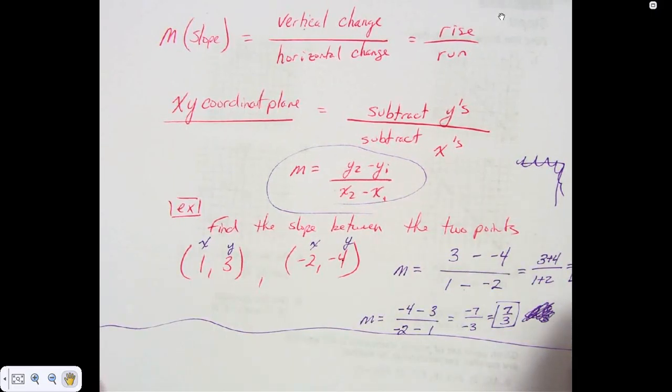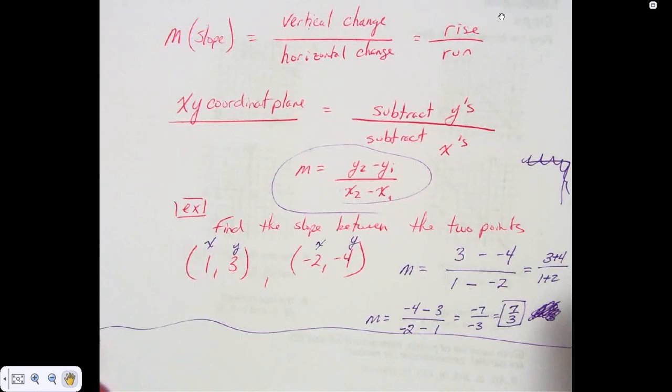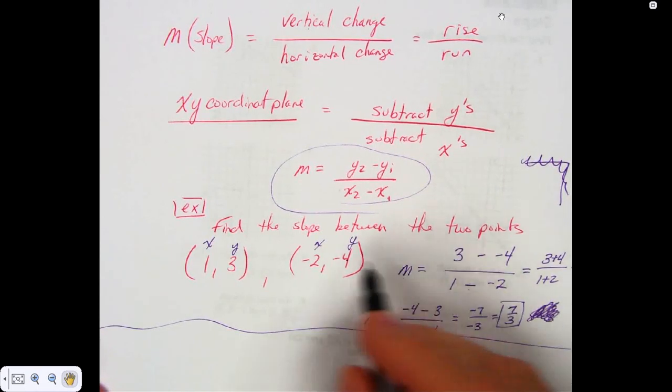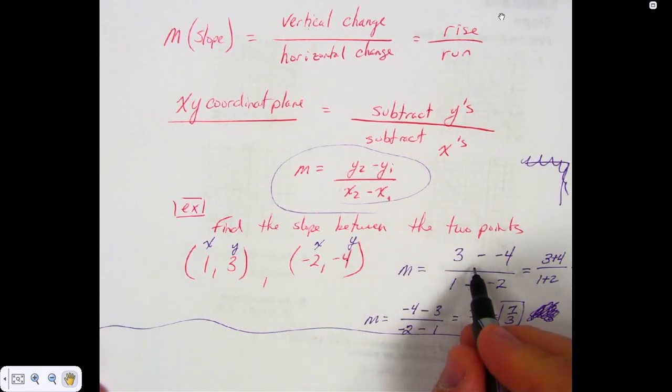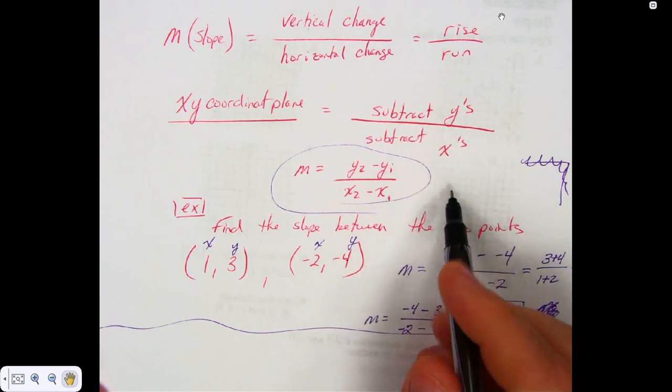The main thing to remember that messes with everyone is, in most of your mathematical life, what do you do first, x or y? X. But what do you subtract first on top with slope? Y. That's where most mistakes are made. They subtract their x's over subtract their y's, when it should be what? Subtract your y's over subtract your x's. See the point I'm making?